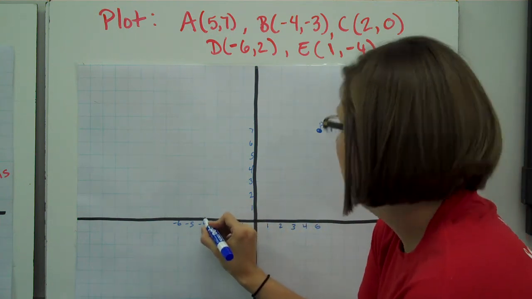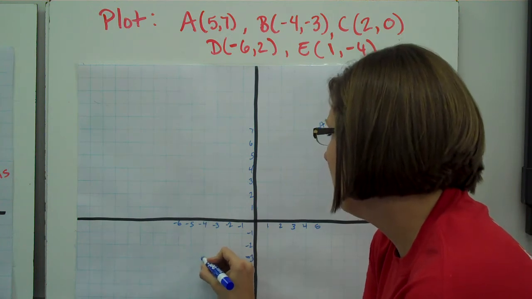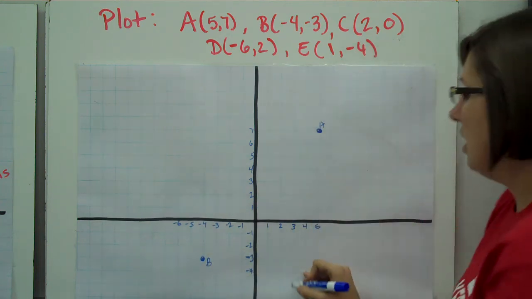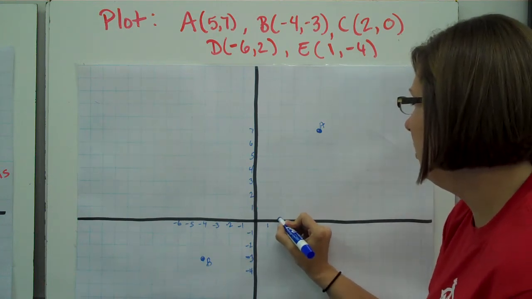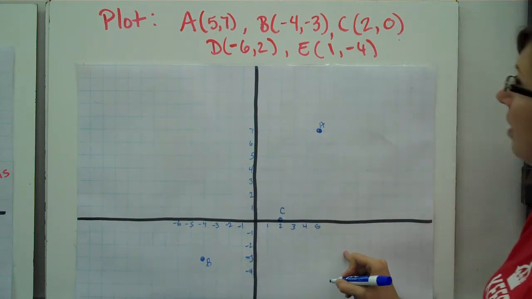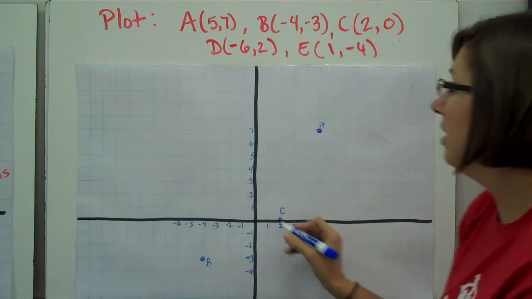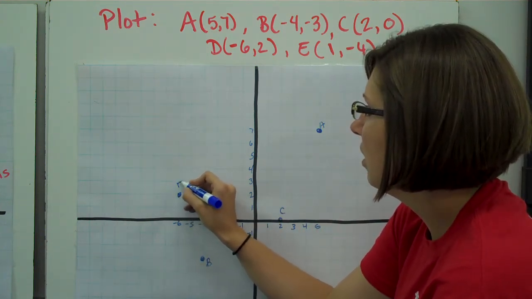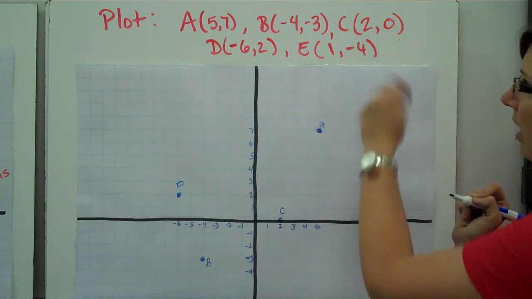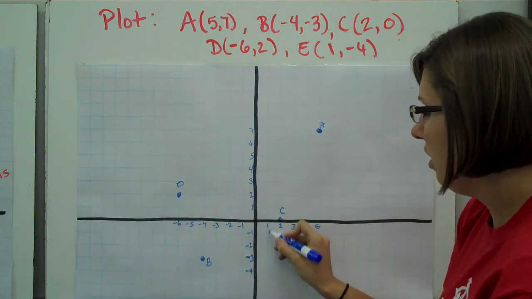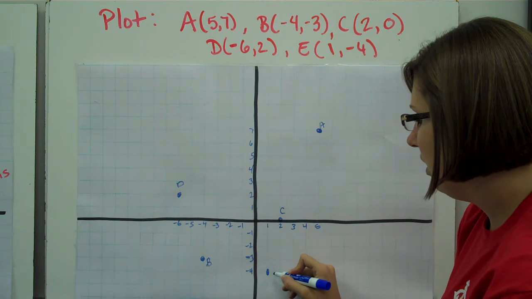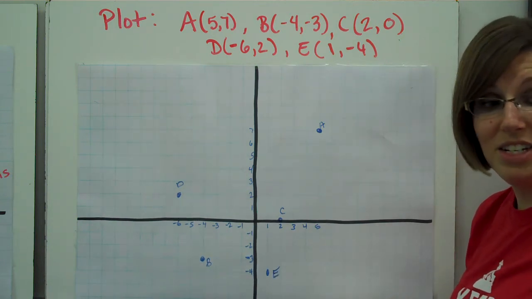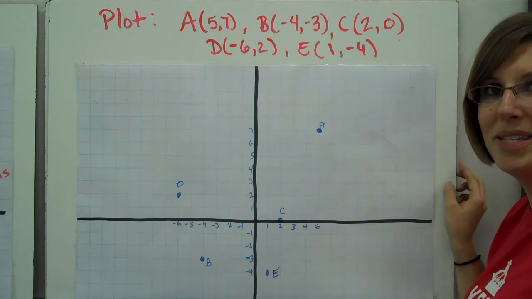Okay, B, (-4, -3), is down here. C, (2, 0), is right there. D, (-6, 2), is right there. E, (1, -4), that's my E. Did yours come out looking like this? Hope so.